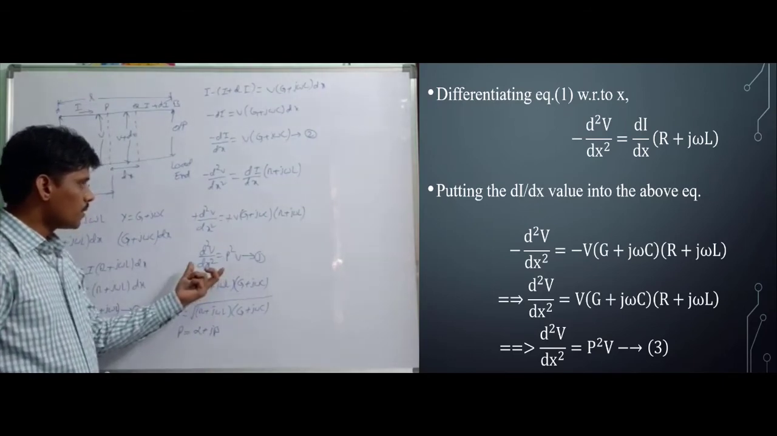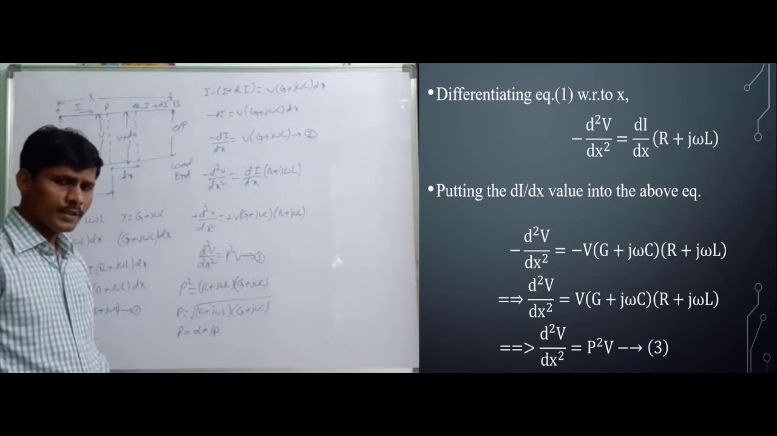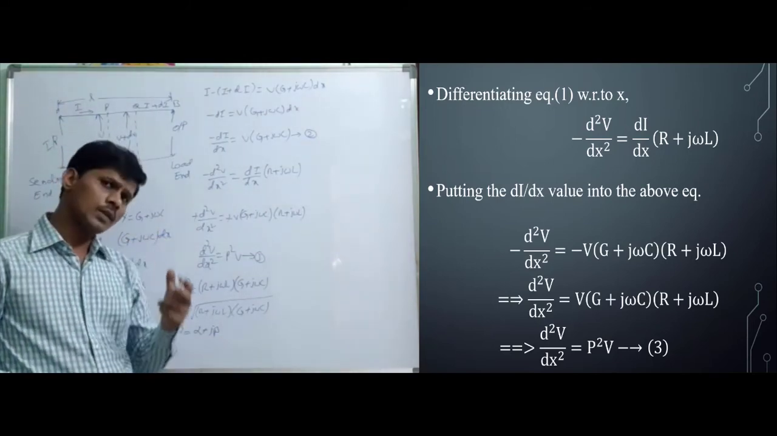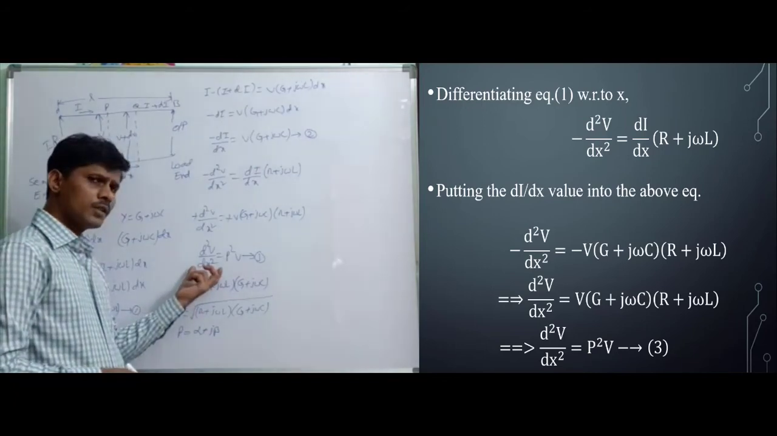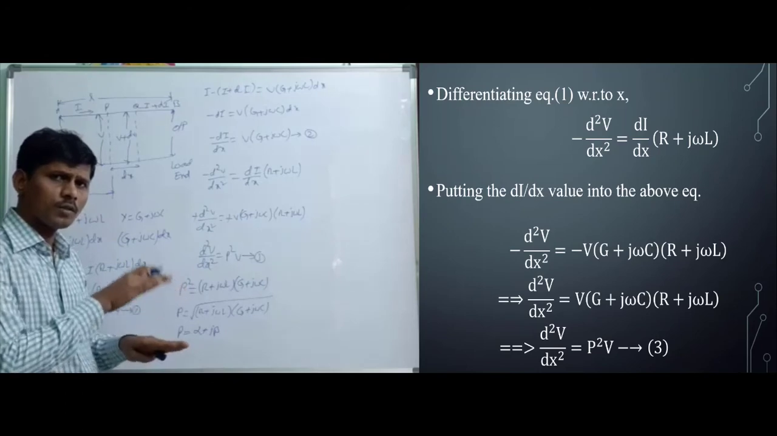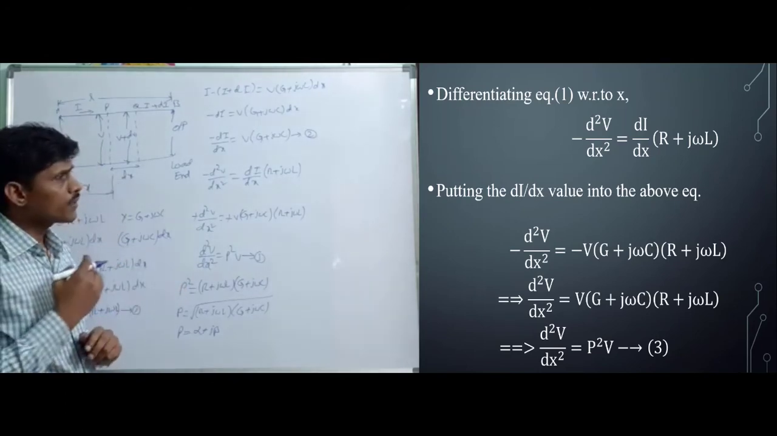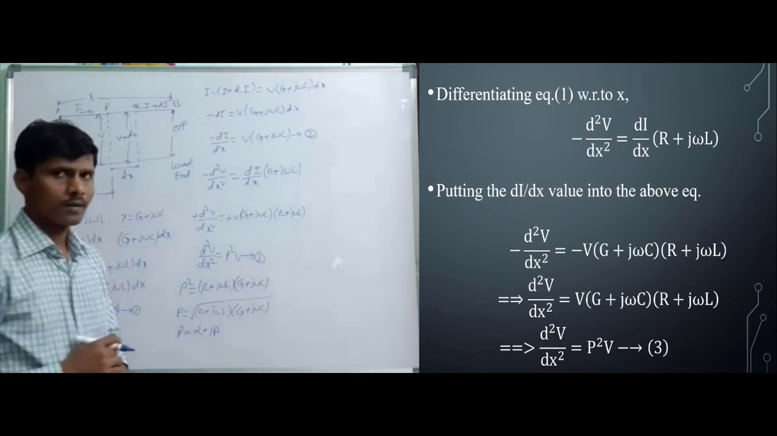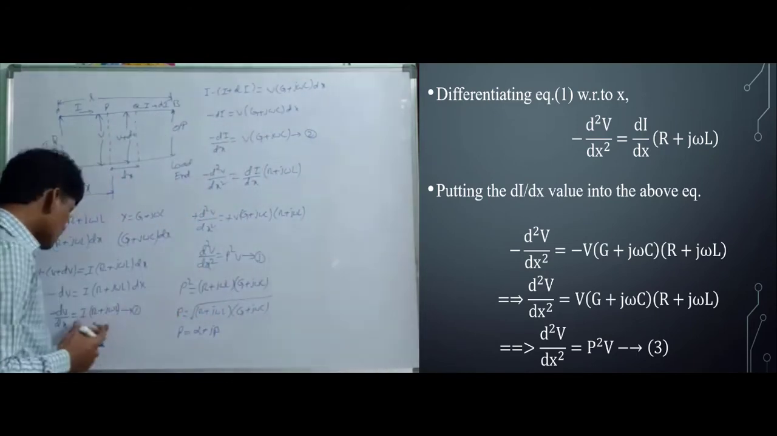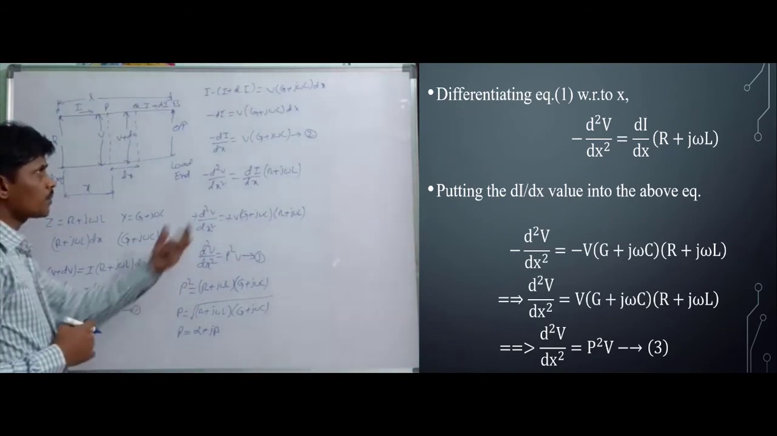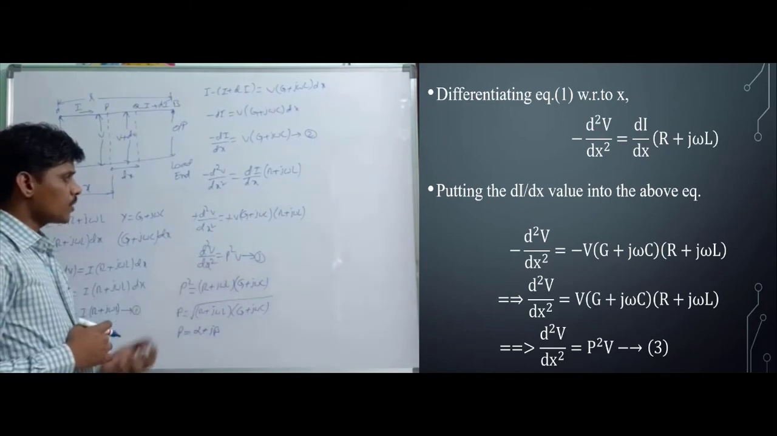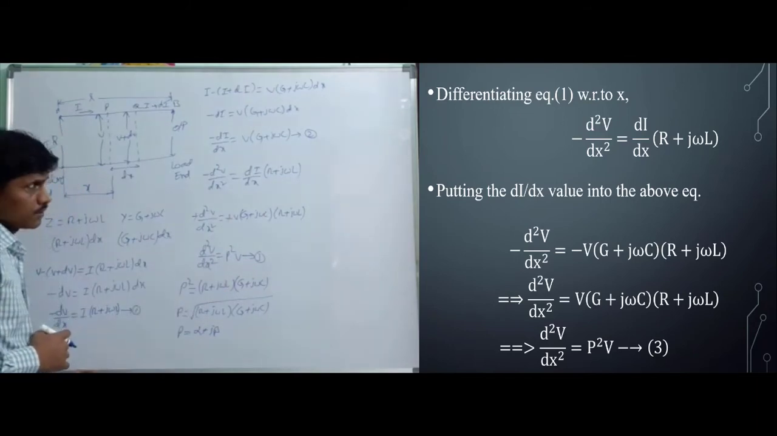Okay. So here the current in the line can be considered as a constant while calculating the differential equation of the voltage. Similarly, the voltage between two conductors can be assumed to be constant while calculating the differential equation of the current. How to calculate this equation? Differentiating equation 1 and after that substituting the dI by dx value into that equation, we get d square V by dx square is equal to P square V.